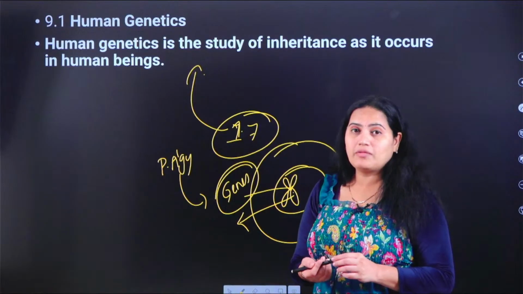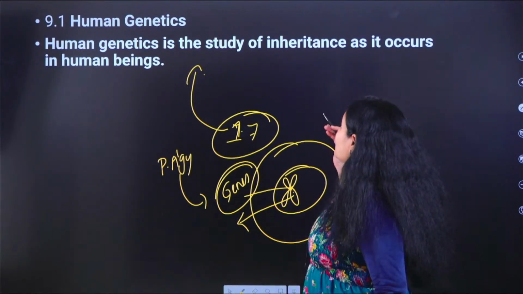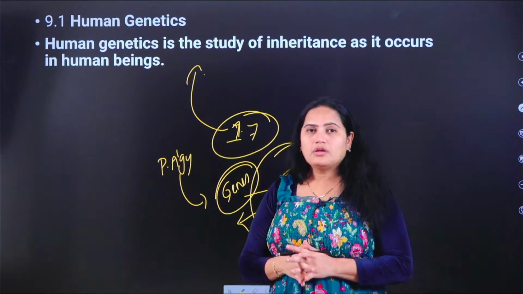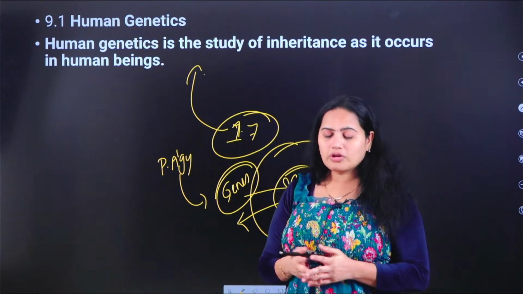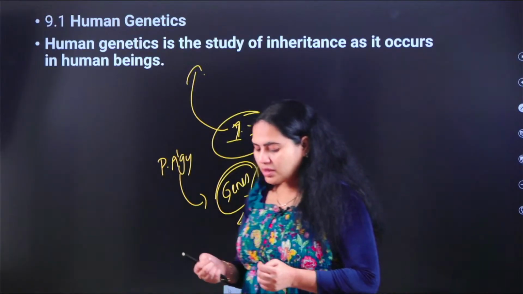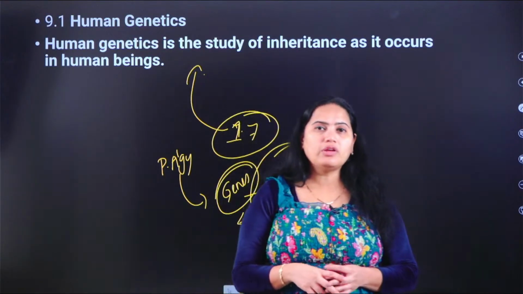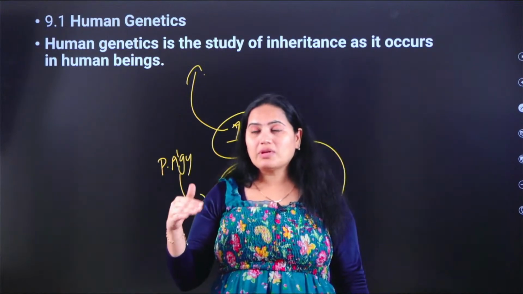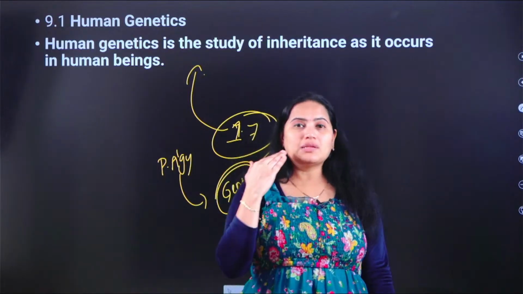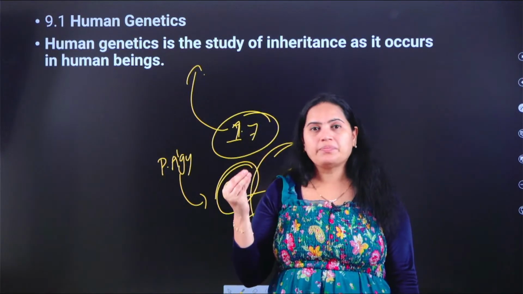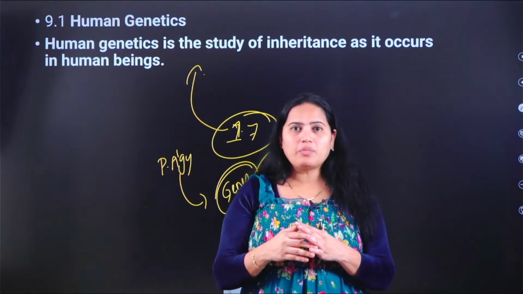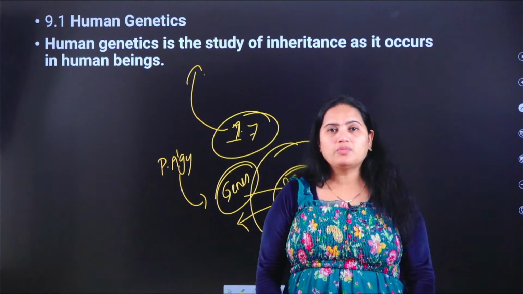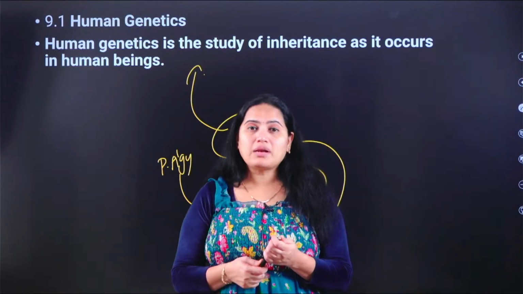So why do genes play a very important role? Human genetics is the study of inheritance as it occurs in human beings. How are you inheriting these traits? What are those traits? They are the physical traits, phenotypic and genotypic. Phenotypic means whatever you are seeing. Immediately after seeing a person, you will identify whether he is tall or short, what his skin color is, what his hair texture is. You will study all these things. Why are you inheriting all these things? It is because of your ancestry, your paternal and maternal side.